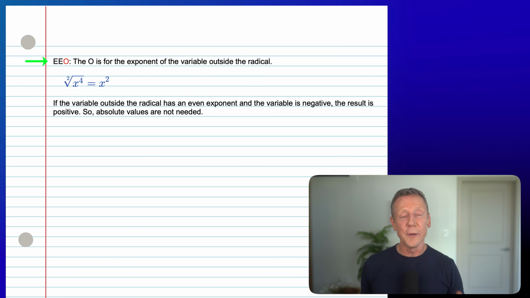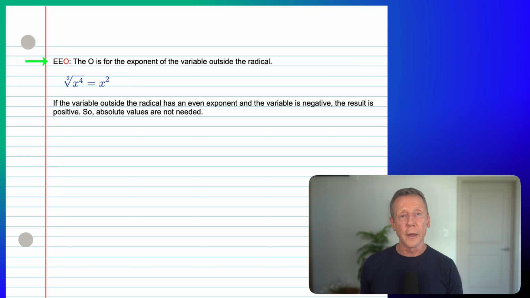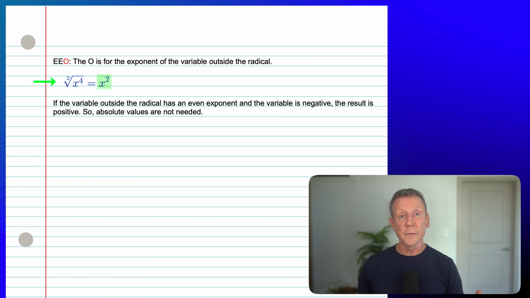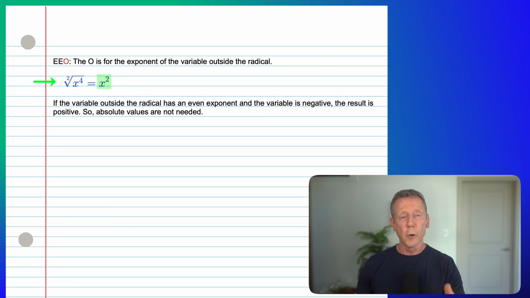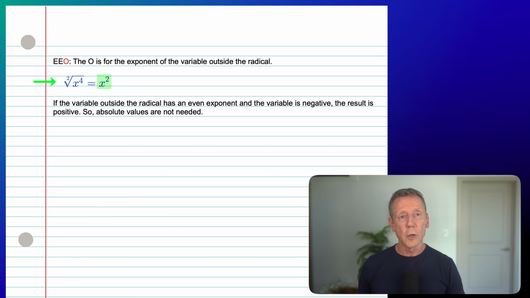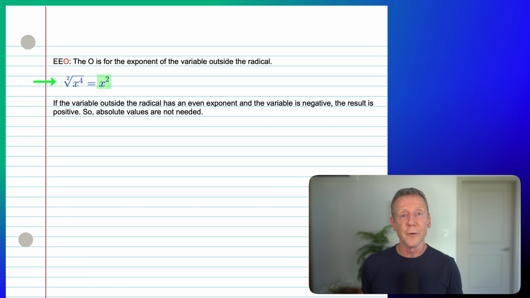Now let's look at the O in EEO. That represents the exponent on the variable that's outside the radical. If it turns out that that exponent's even, then it doesn't matter what the variable is, positive or negative, the outcome will be positive and absolute values are unnecessary. So let's say, for example, you have the square root of x to the 4th. That outcome will be x squared. And if it turns out x is, say, negative 2, and you square it, you get 4. There's no way that outcome will be anything other than positive. That's why the absolute values are not necessary in that case.